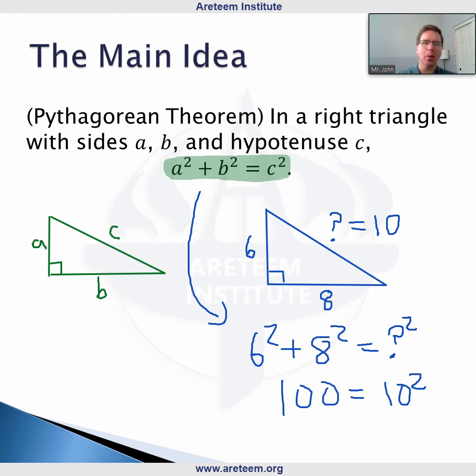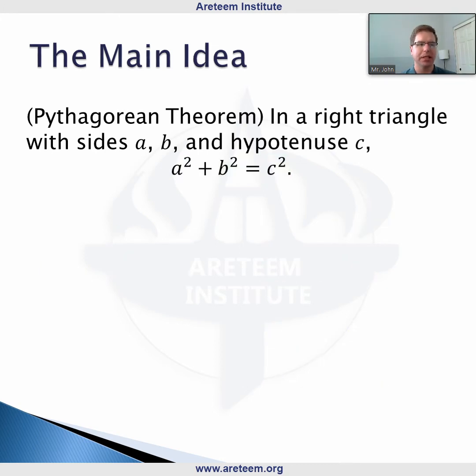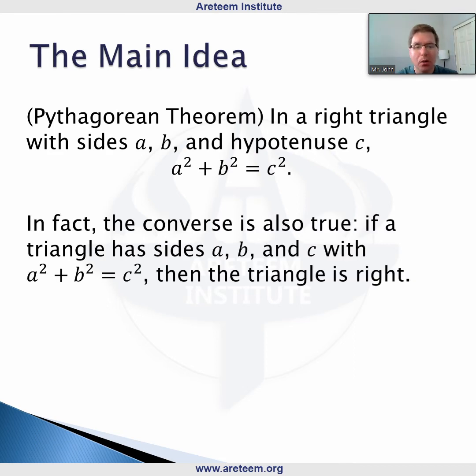Now, that's helpful for finding missing sides. In fact, there's something a little bit different that we can say as well. That's also just a fact to do quickly. We're not going to prove this today, but this is a thing to quickly mention here. If we have a triangle with sides a, b, and c that satisfies a squared plus b squared equals c squared, then the triangle is right.